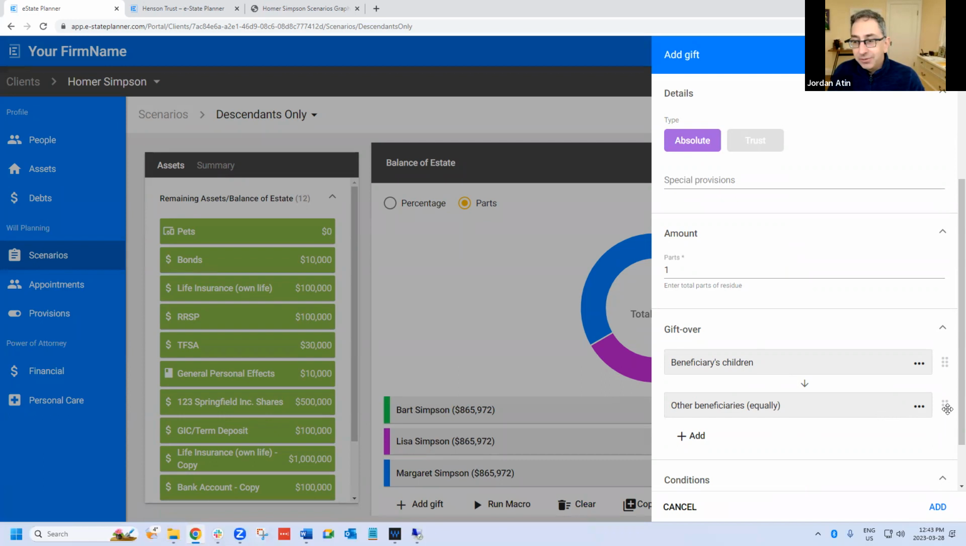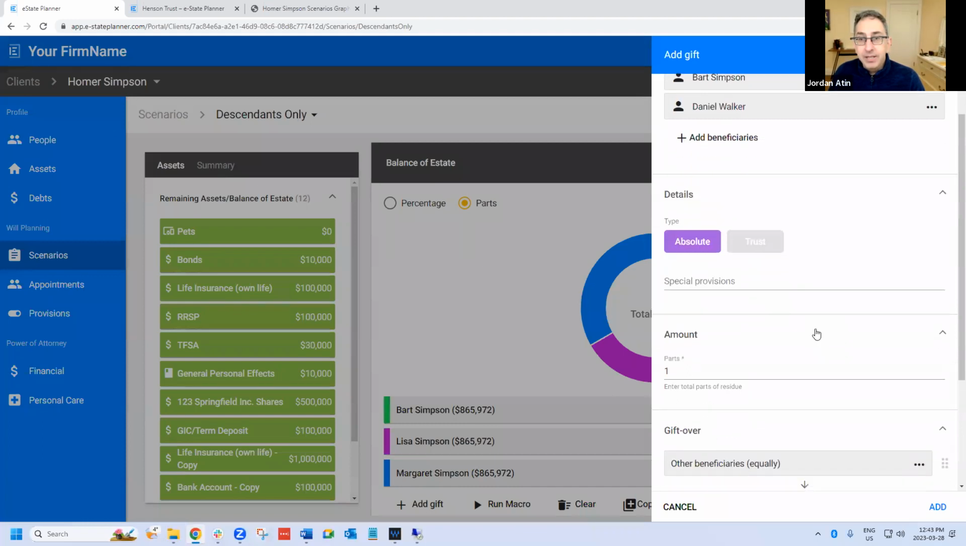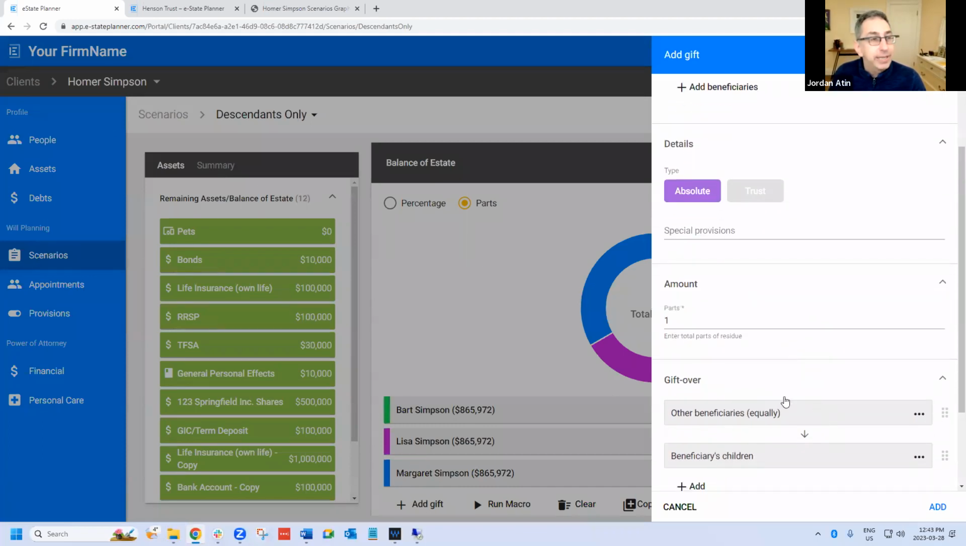Because think about it this way. If I went like this and put it in this order, think about what happens. If either Bart or Daniel are not alive, whether they have kids or not, it's going to the other beneficiary first. And only if the other beneficiary is not alive would it go to the deceased's children. So that's the difference there. That's the difference between the order. Okay.